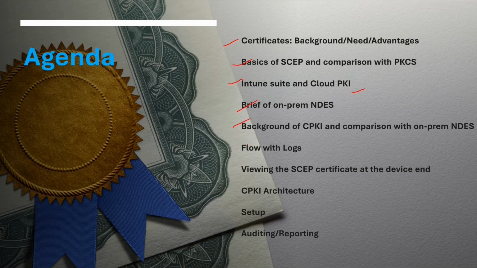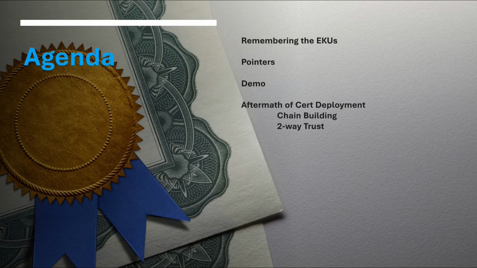Then we'll do a comparison between Cloud PKI and an on-premise NDES server and compare all the components in both of them. Then we'll track the logs as far as deployment of a SCEP certificate to a device via Cloud PKI is concerned. We will see how we can view those certificates at the device end. We'll then take a look at the Cloud PKI architecture and understand the various methodologies within Cloud PKI that can be used. We'll set it up. We'll talk about auditing and reporting.